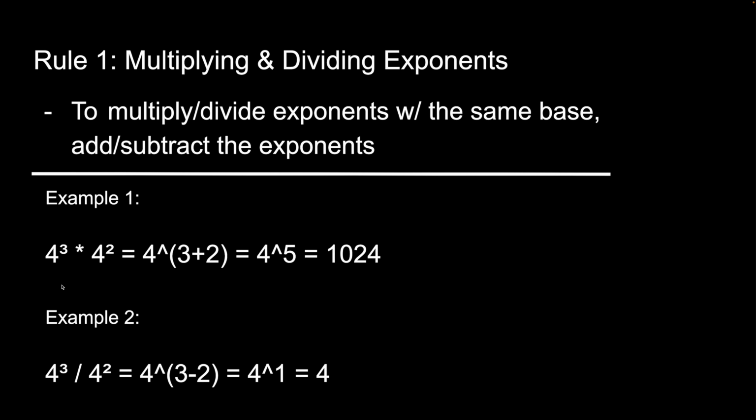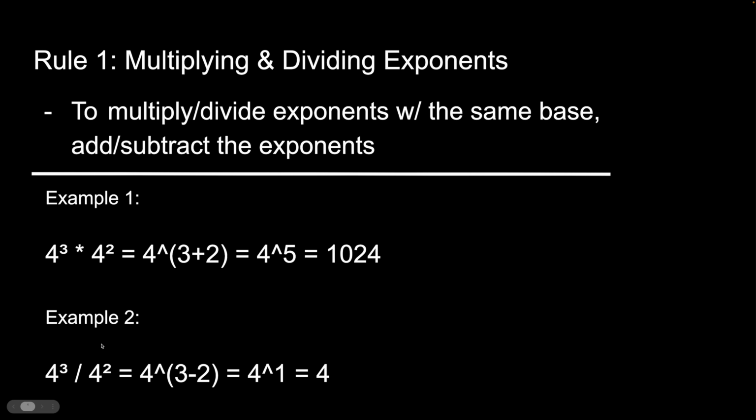So here in our first example, we have 4 cubed times 4 squared, and we need to simplify this. Because there's a multiplication sign here, and because the base 4 is overlapping, all you need to do is add these exponents together, and we can get the answer. So here, we add 3 and 2, which is equal to 5. So our new equation would become 4 to the 5, and if you solve this, that would equate to 1024. So 4 cubed times 4 squared is equal to 4 to the 5th power, or 1024.